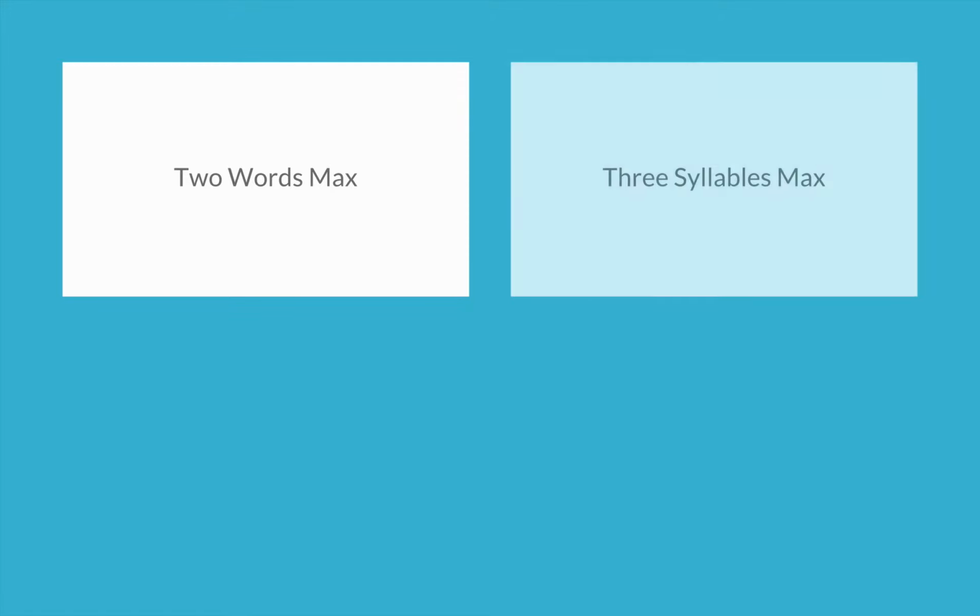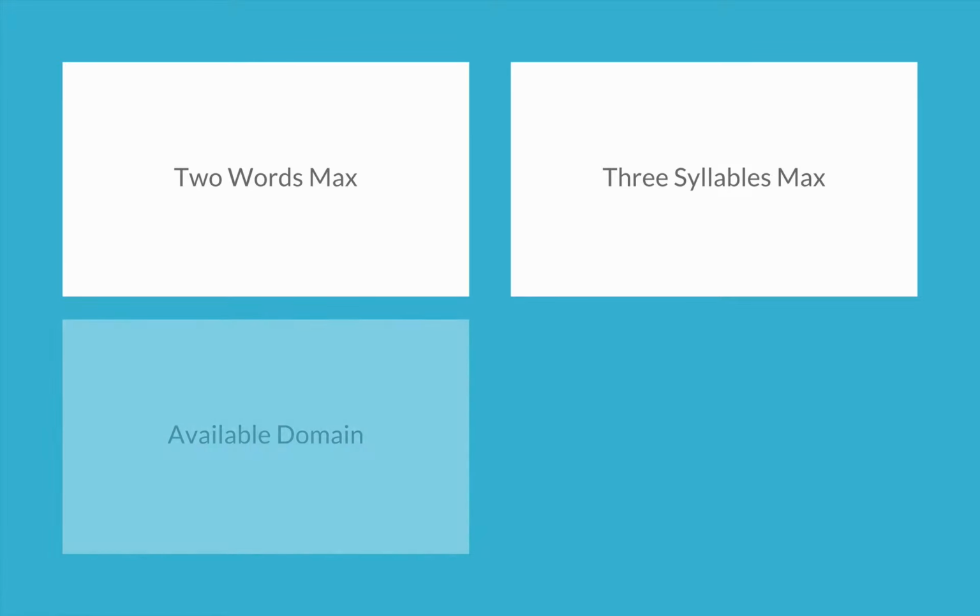So first, let's set some guidelines as to what makes a good domain name. You want 2 words max. Anything more than that is going to be too hard to tell someone and not nearly as brandable. You also want to try and limit it to 3 syllables max. You can be a little bit more flexible here, but again, more than 3 syllables and it becomes harder to tell someone the name. You also want to find an available domain, and that's a .com domain.